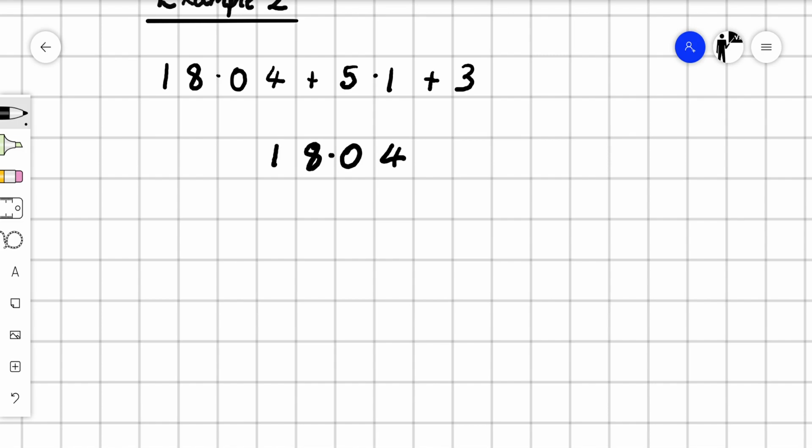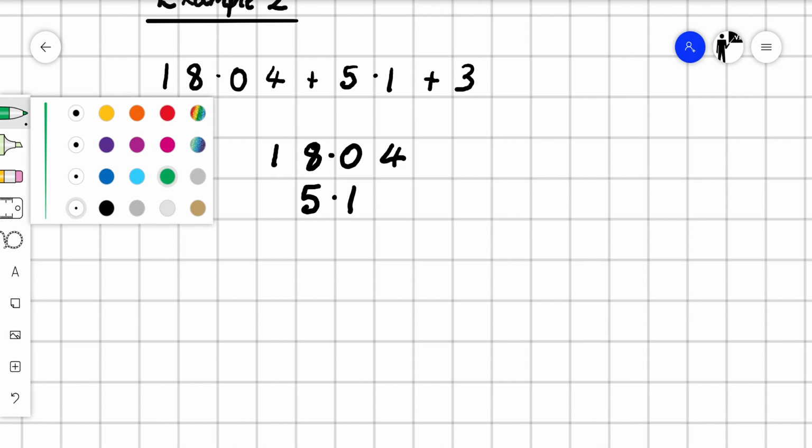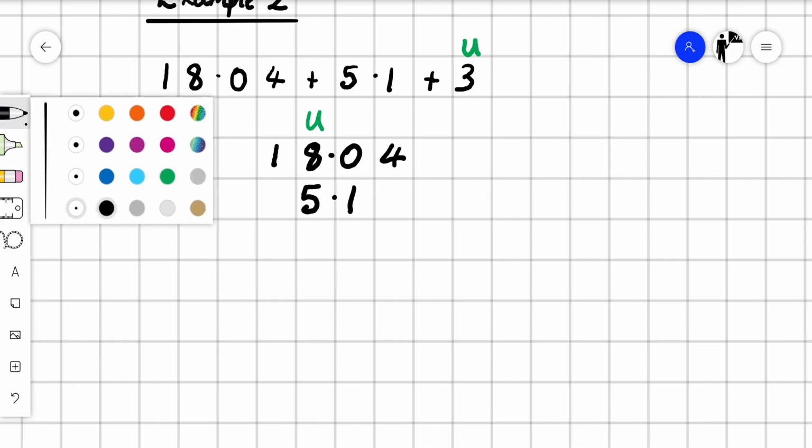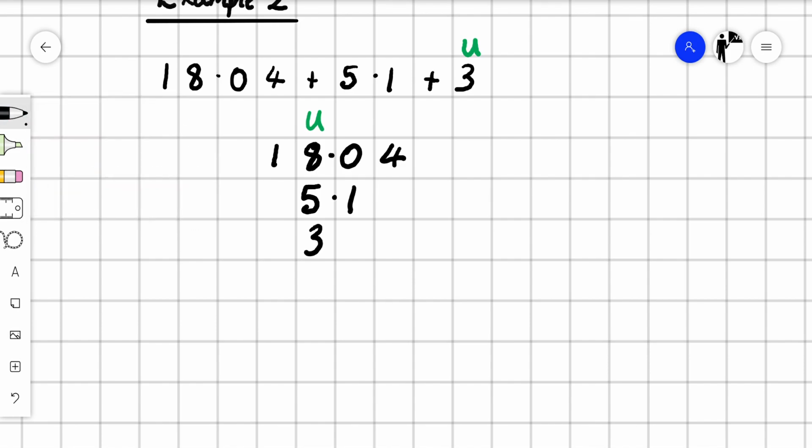So I've got 18.04. We'll get 5.1. And if we recall here, this is my units column. This is just 3 units, so I need to make sure I align that with my units over here. First thing to spot, hopefully you can see, we don't have the same number of decimal places. This number at the bottom doesn't even have a decimal point. So what we can do is just make it happen. We can add them in.